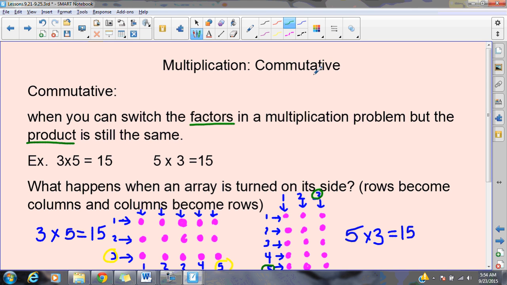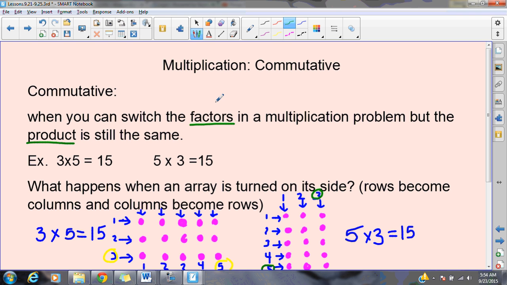Multiplication, commutative. What does commutative mean? It's a big word, I know. But commutative just simply means you can switch the factors in a multiplication problem, but the product is still the same. What is a factor?